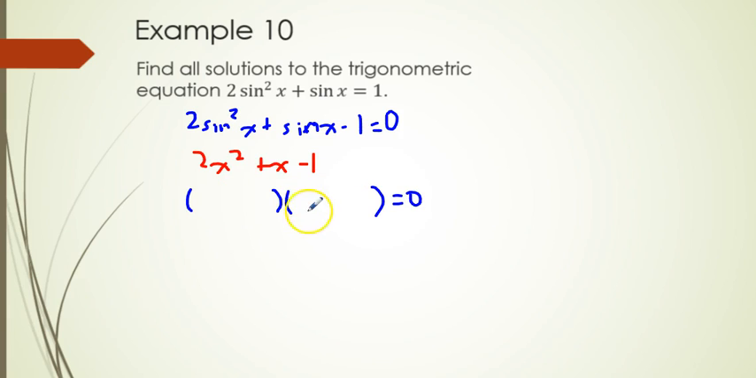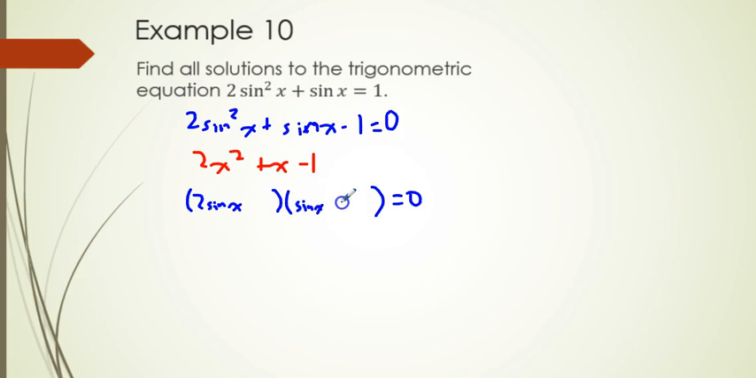So I'm going to be looking for two binomials here, and the first terms have to multiply together to give me 2 sine squared of x, so that would be 2 sine of x and 1 sine of x. And then I need the last two numbers, in the last two spots of the binomials, to multiply together to give me negative 1.